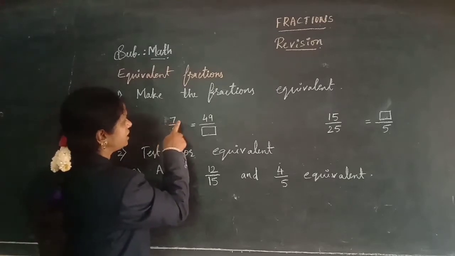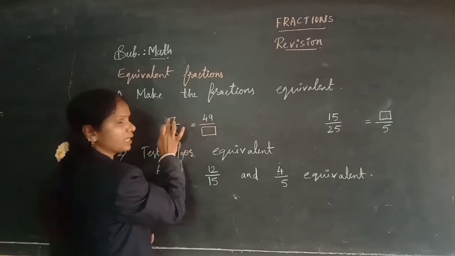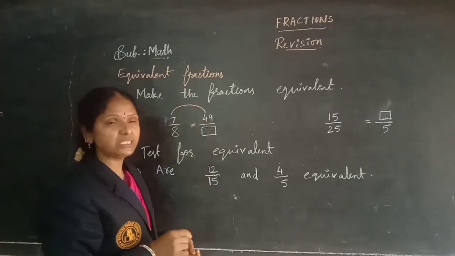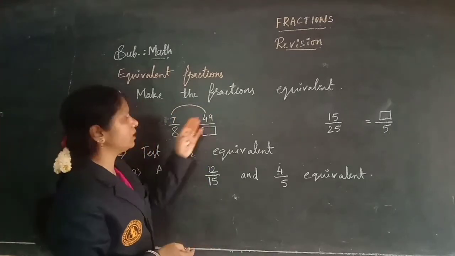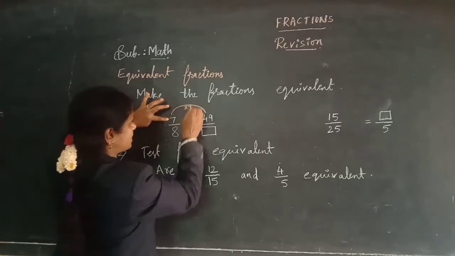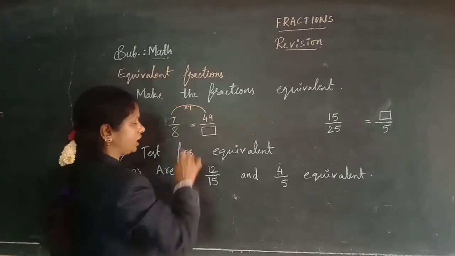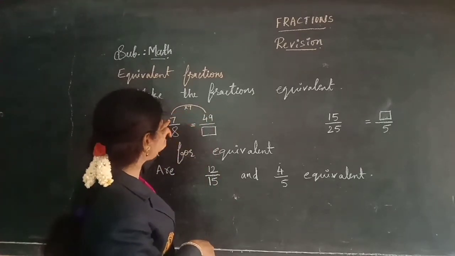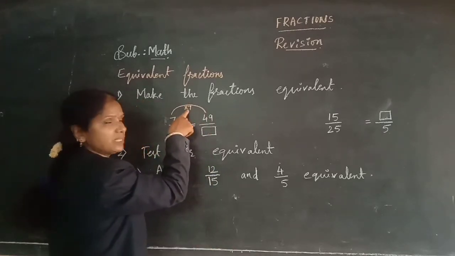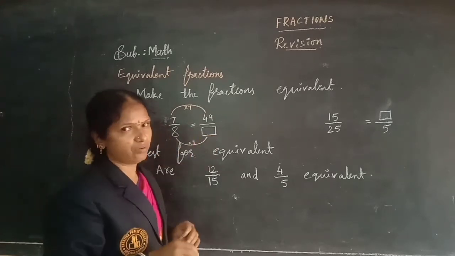Once you observe carefully, we have 7 by 8 and 49 by something that we need to find. In the 7 table, the numerator is given here. So in the 7 table, with what number should we multiply the 7 to get 49? 7 7s are 49. Indirectly, they multiplied this 7 by 7 to get 49. So if you multiply the numerator by 7, in the denominator also you need to multiply by 7 to get the equivalent fraction.